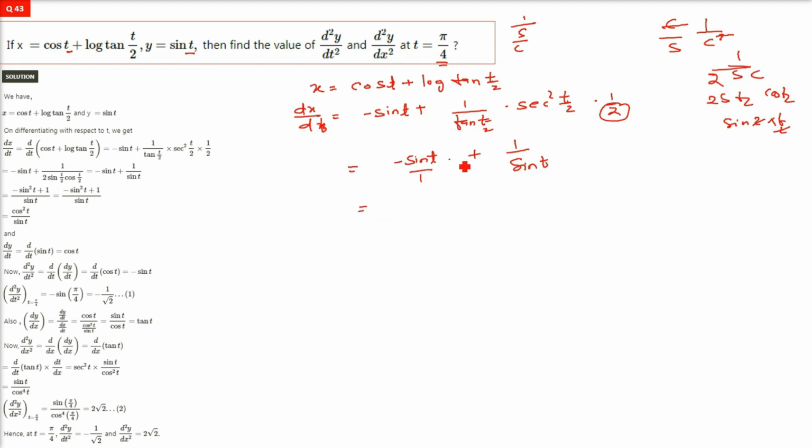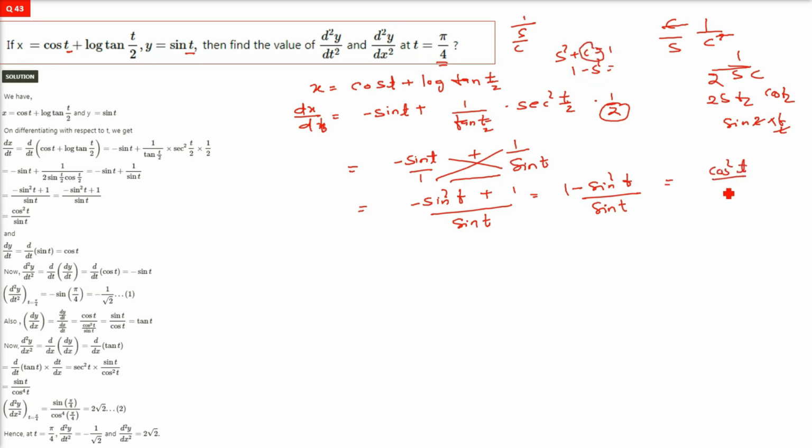So let us take the LCM. Multiply these two, minus sine t into sine t is minus sine square t. Multiply these two, 1 into 1 is 1. Multiply the denominator, write it here. If you have any problem with finding out the LCM, then this is the best way. So 1 minus sine square t in the numerator, and in the denominator we have sine t. Now sine square plus cos square is equal to 1. So 1 minus sine square is cos square. So cos square t divided by sine t it will be. So this is your dx by dt.